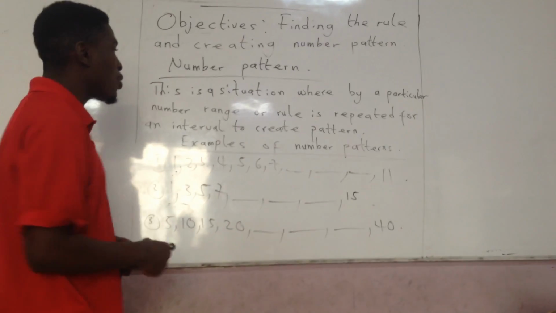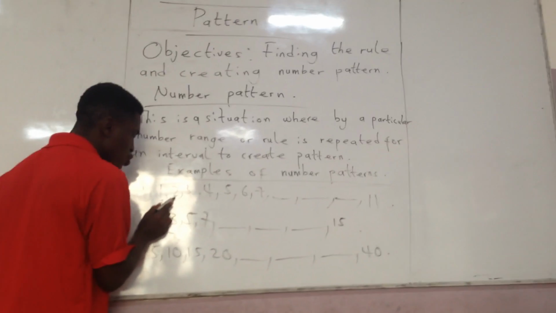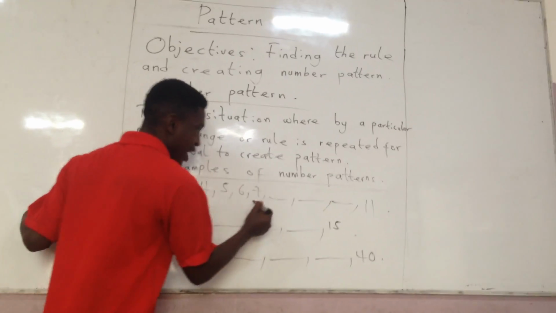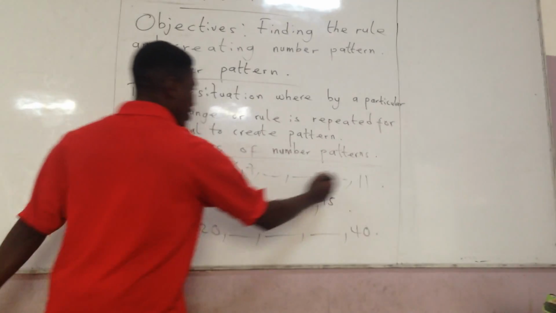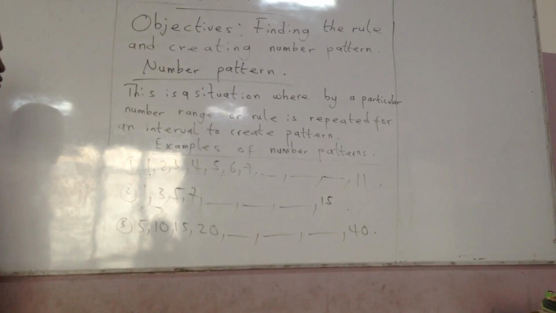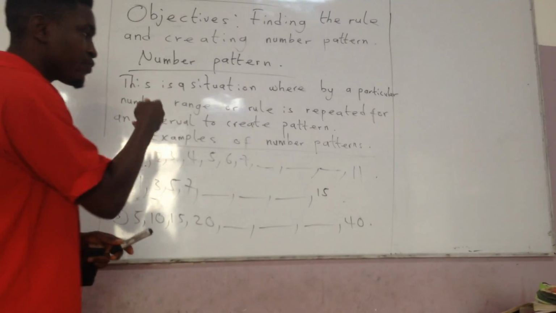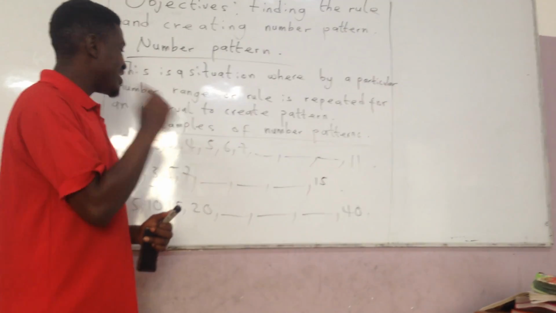Let's go through some examples of number patterns. We have 1, 2, 3, 4, 5, 6, 7, dash, dash, dash, 11. We have been asked to fill in the spaces provided. You may say this one is easy, but we need to find the rule first.